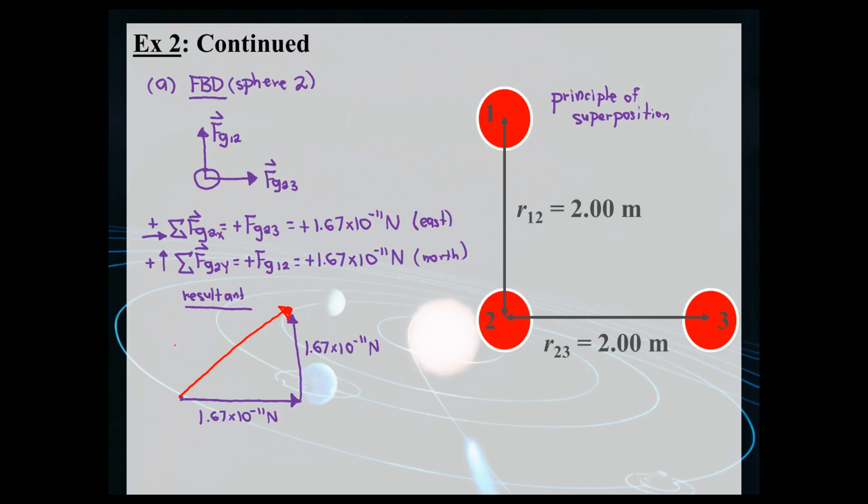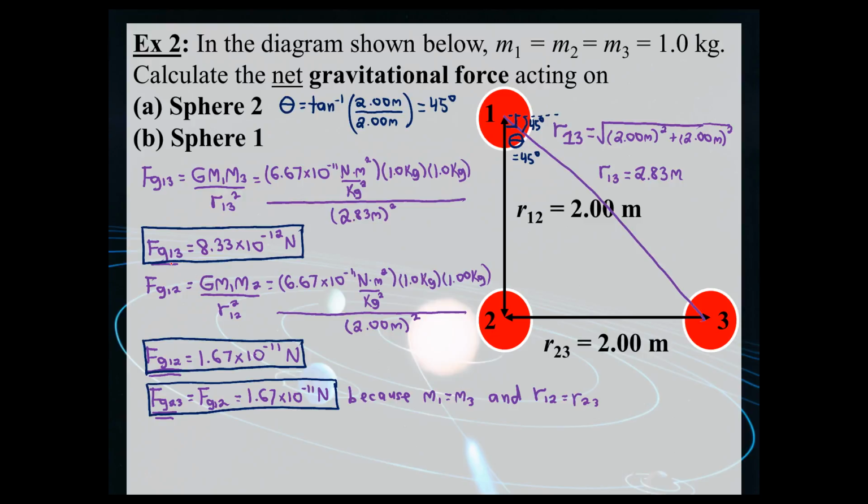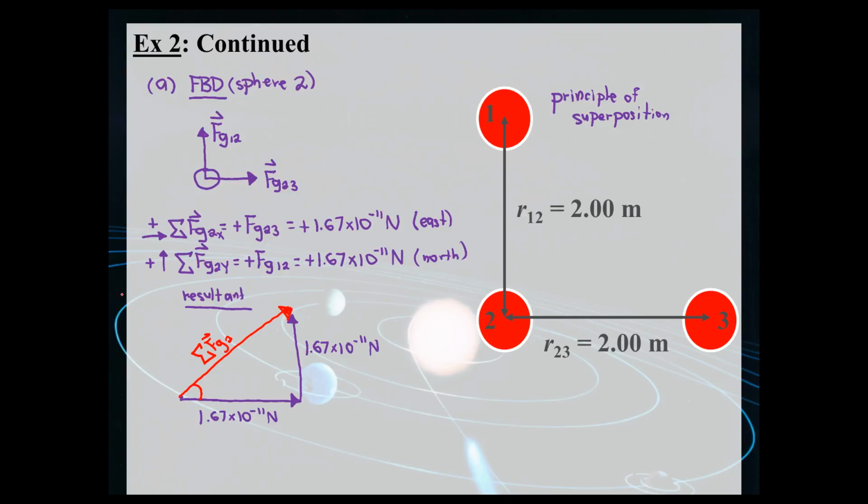And we want two things. We want to know what is the hypotenuse of the triangle, which I'm going to call FG2, the net gravitational force on 2. And I also want to know this angle so I can express it as a two-dimensional vector. Now, I've already used the variable theta for the calculation in this part, so I'm just going to relabel it as a different angle variable. I'm going to choose the Greek letter alpha.